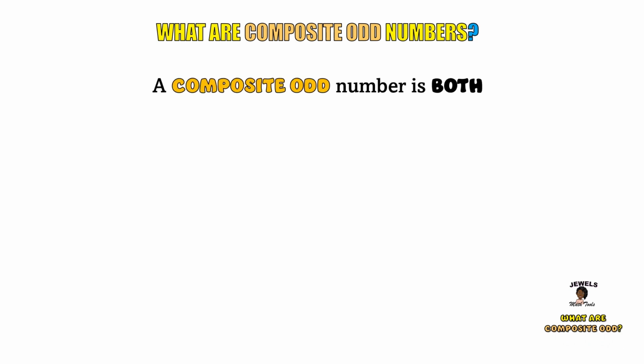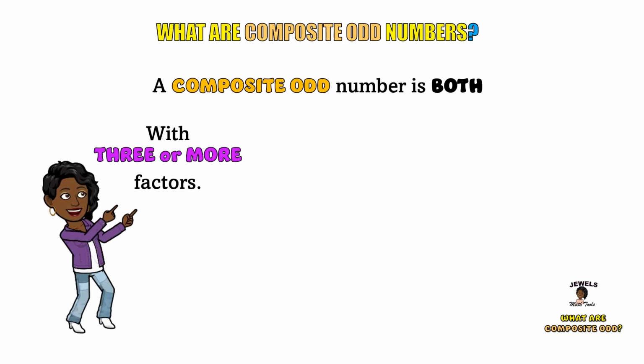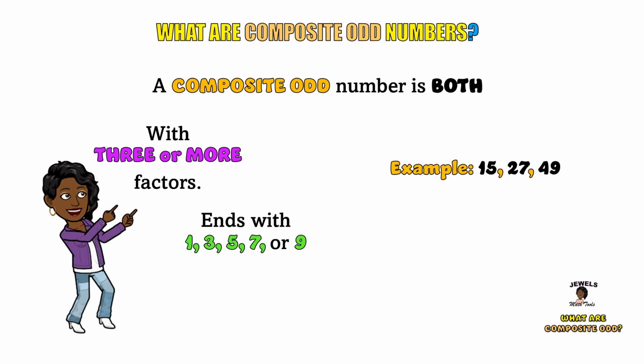Remember that a composite odd number is a number that is both composite, meaning that it has three or more factors, and odd, meaning that it ends with the number 1, 3, 5, 7, or 9, and because of that, that will make it a composite odd number like the numbers in our example. So I hope this definition helps clear up any questions that you may have had on what a composite odd number is, and hopefully in moving forward, you will be able to identify a composite odd number for yourself.